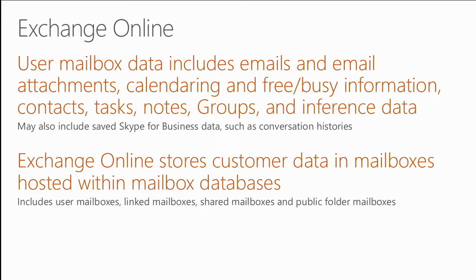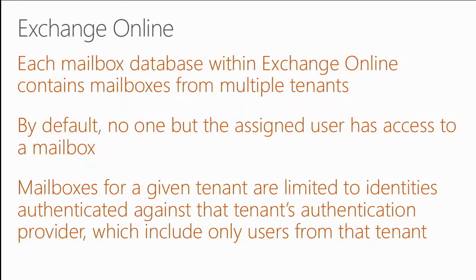Those mailboxes are hosted in mailbox databases. And those could be a user mailbox, a shared mailbox, a linked mailbox, and so forth. But they're all in mailbox databases. And each mailbox database within Exchange Online has mailboxes from multiple tenants. So when you deploy 50 users, they're not all going to go on the same database. The service will figure out where to put them based on an algorithm that we have. And your mailboxes are going to be sharing a database and sharing storage, therefore, with other tenants and their users as well. As is the case with Exchange Server, out of the box, nobody has access to a given mailbox except the associated user. The mailbox is actually an attribute of the security principal of that user. So by default, nobody has access to the mailbox except that user.